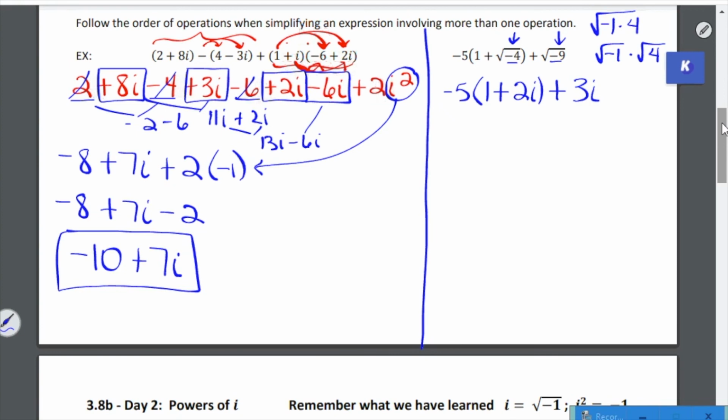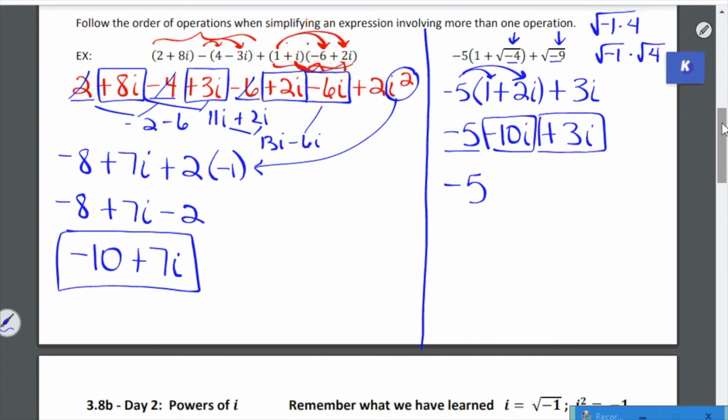So let's distribute. So negative 5 minus 10i plus 3i. I just distributed through. Combine my like terms. Well, I don't have anything to go with my negative 5, but I do have some imaginary parts. Negative 10 plus 3 is negative 7i. There is my simplified answer.